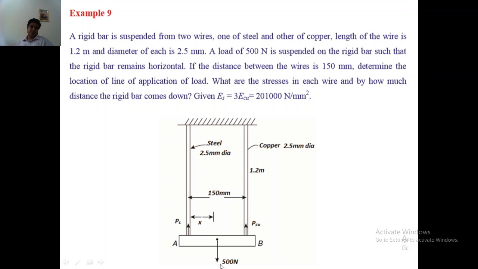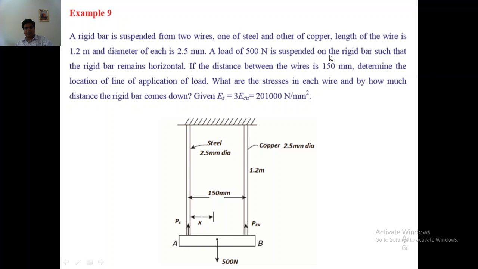So in this problem you can see the load is 500 Newton, and the load is suspended by using two wires made up of steel and copper, and both the wires are circular in cross section because the diameter is given. And you can see that the 500 Newton is not in the center, but it is at some distance x from this end. So it is given here.